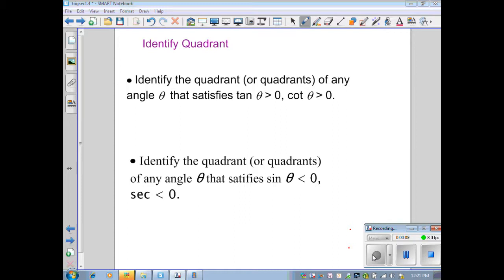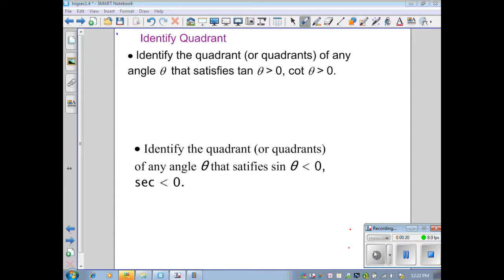We want to identify a quadrant given some specific constraints. Our first example asks us to identify the quadrant or quadrants of any angle theta that satisfies tangent theta greater than 0 and cotangent theta greater than 0. Let's recall that tangent theta is equal to y over x, and cotangent theta is equal to x over y. Now, let's identify what quadrants have a tangent theta greater than 0 and a cotangent theta greater than 0. In other words, the values are going to be positive.